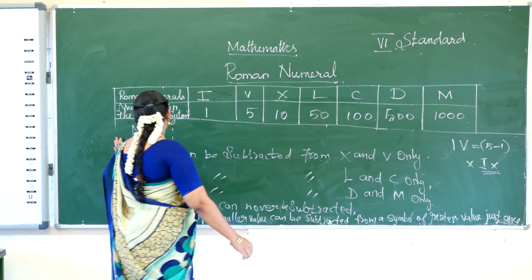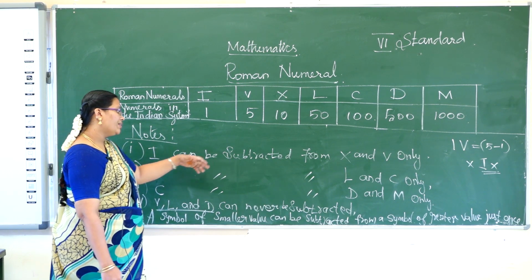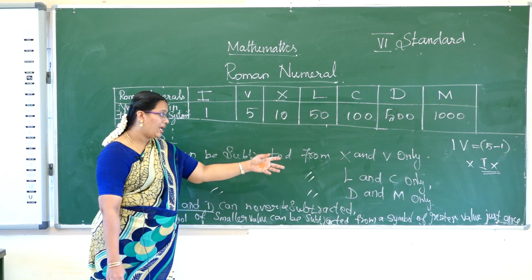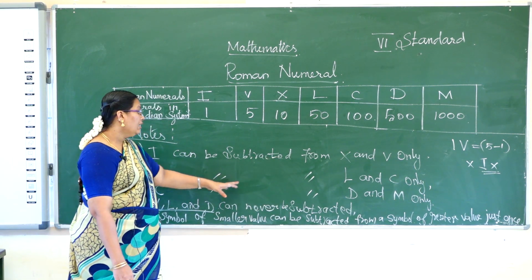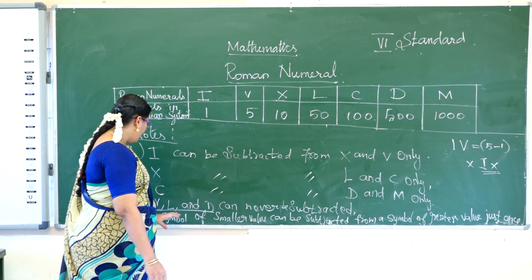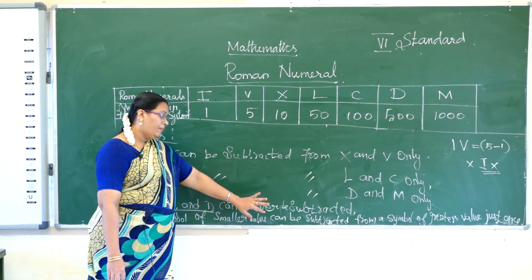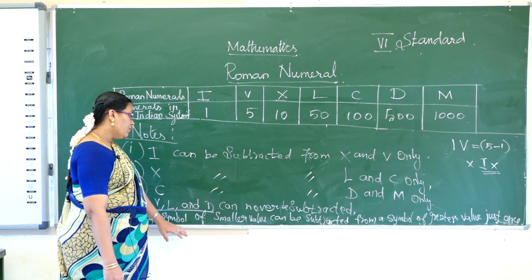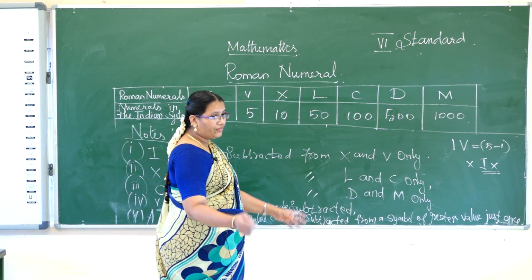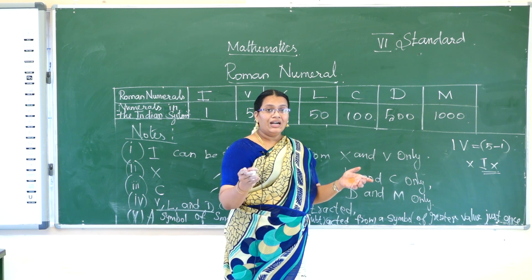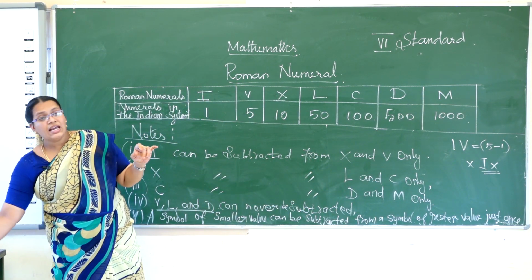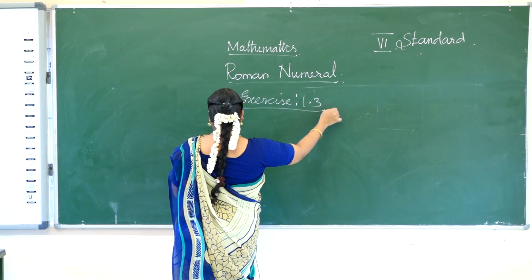After this, here are some rules for writing. I can be subtracted from X and V only, and X can be subtracted from L and C only, and C can be subtracted from D and M only, and V, L and D can never be subtracted. A symbol of the smaller value can be subtracted from the symbol of a greater value just once only. Okay. Next, now see exercise 0.3.